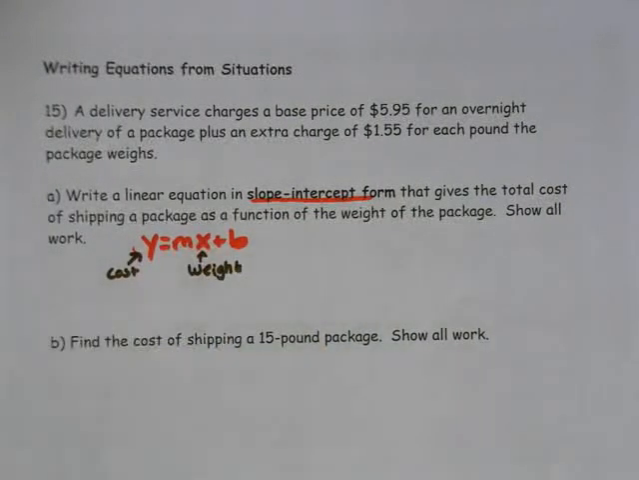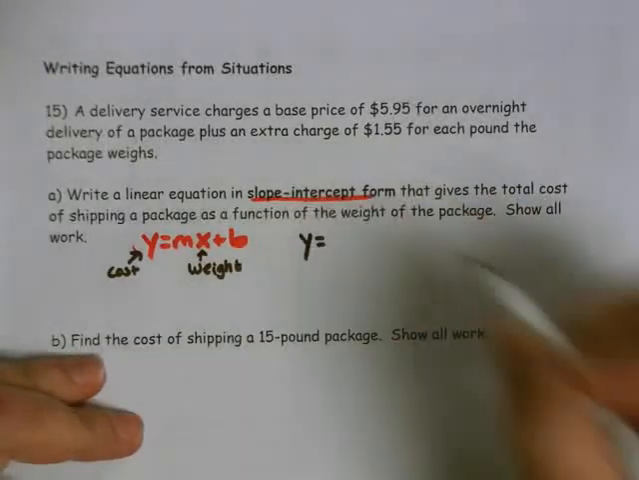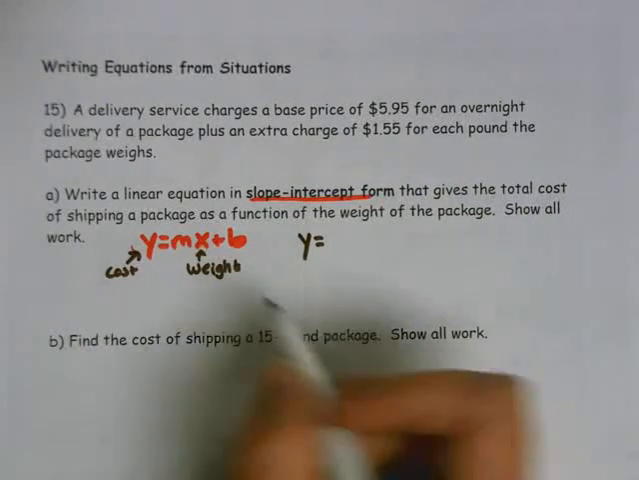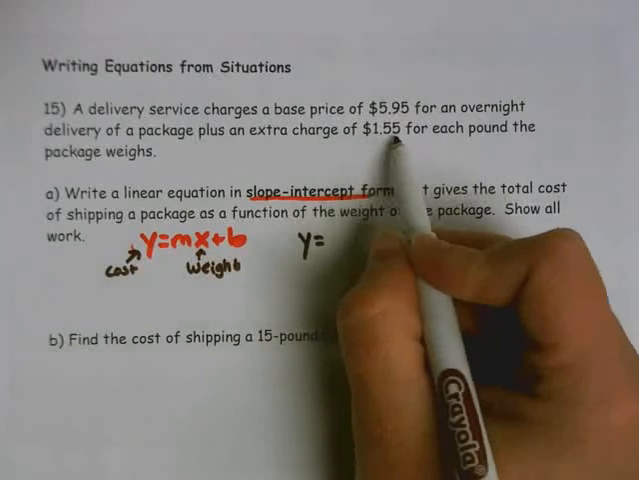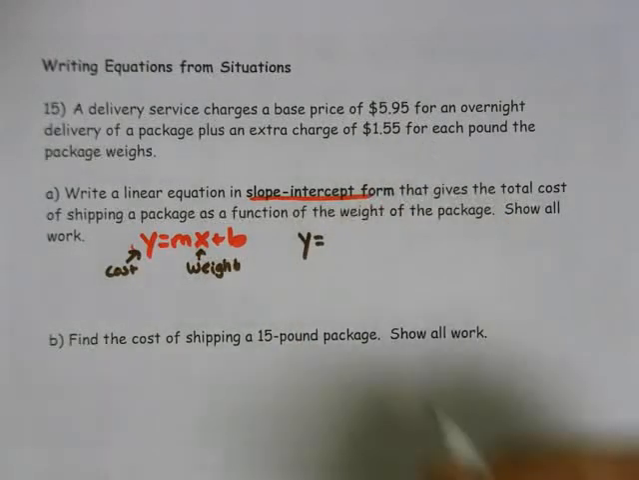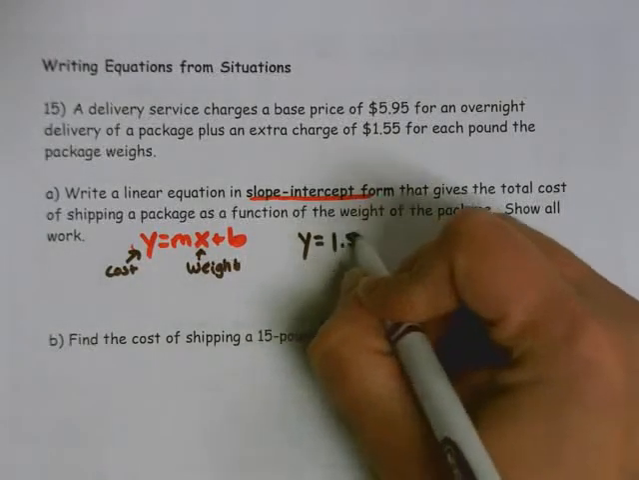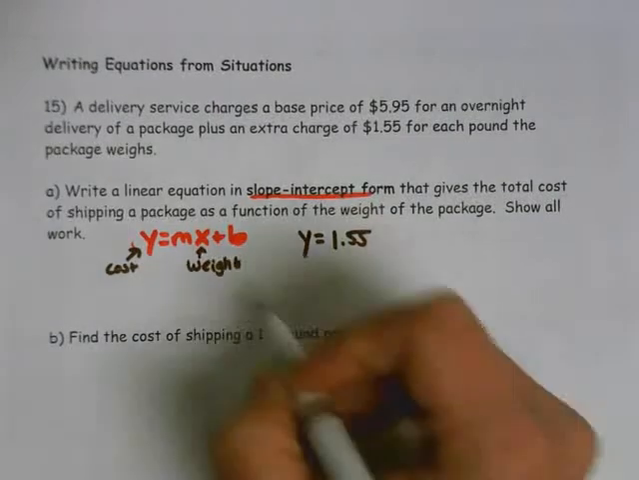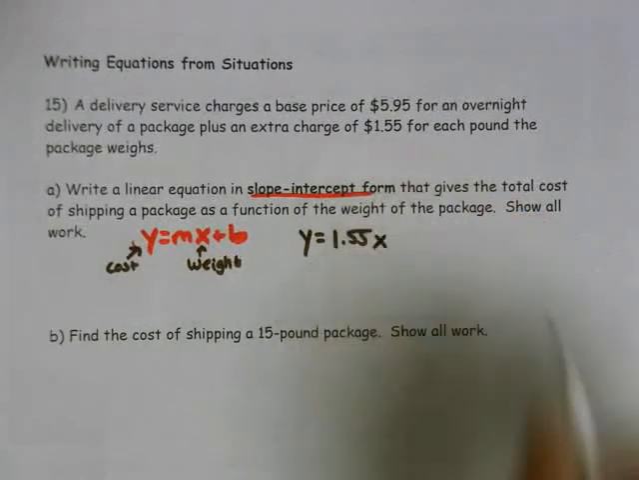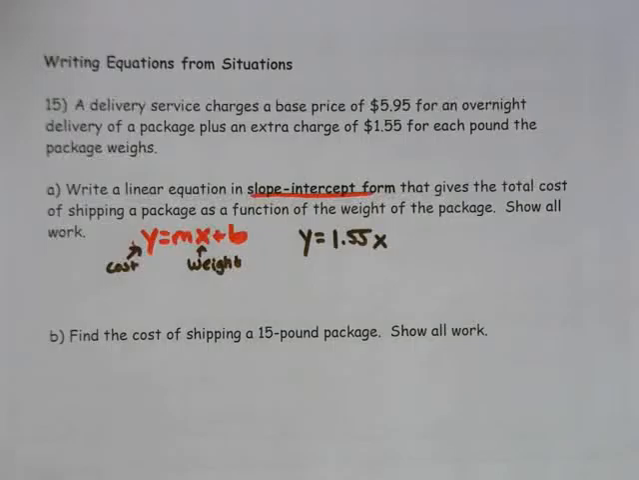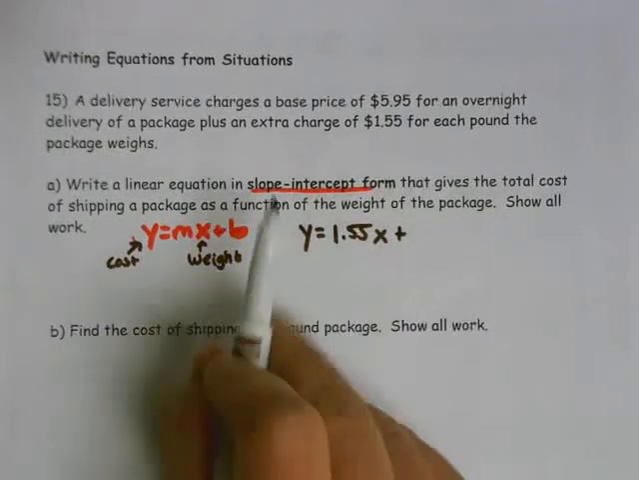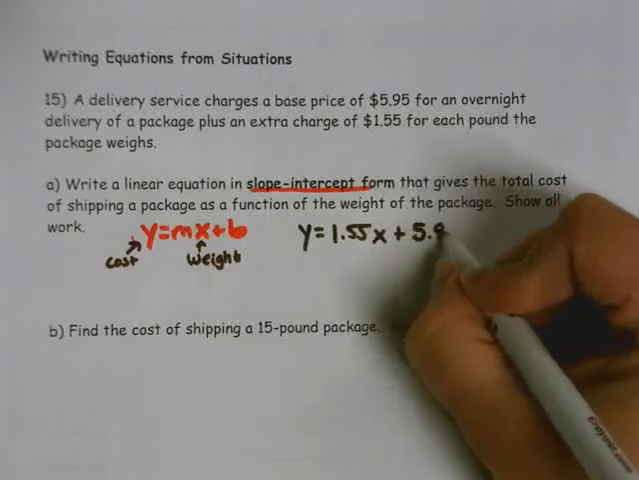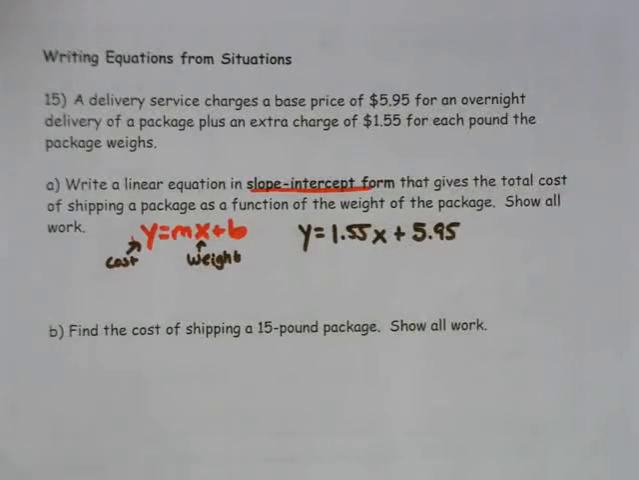So in this situation, our cost equals what? What happens with the weight? What does the weight affect? It's $1.55 per pound. So if it was 1 pound, it'd just be $1.55 times 1. If it was 2 pounds, $1.55 times 2. If it's X pounds, it's $1.55 times X. But then, plus this one charge, this base price of $5.95. So there's your equation.